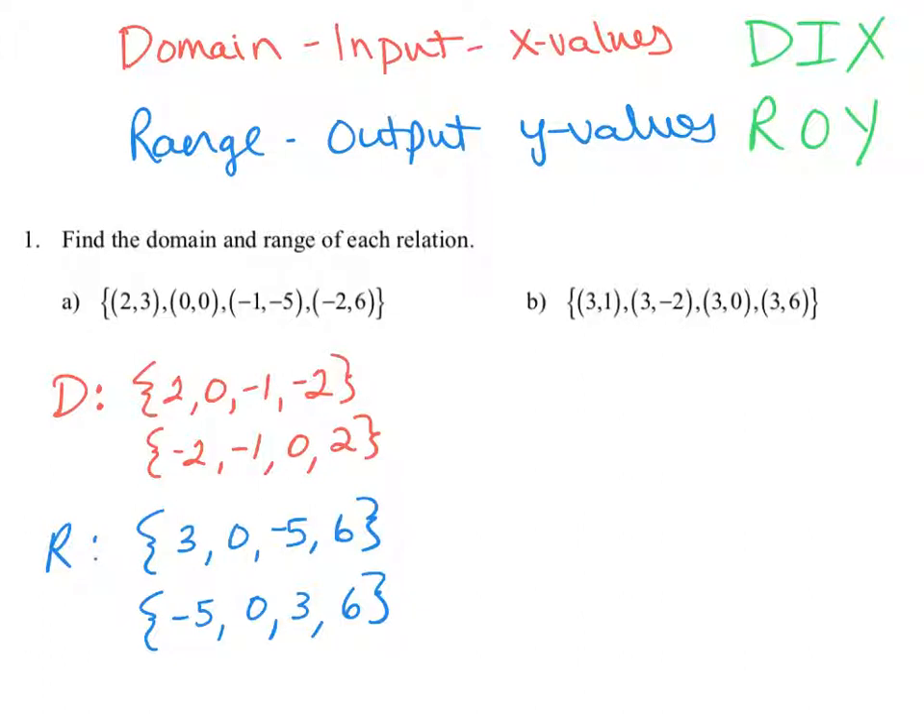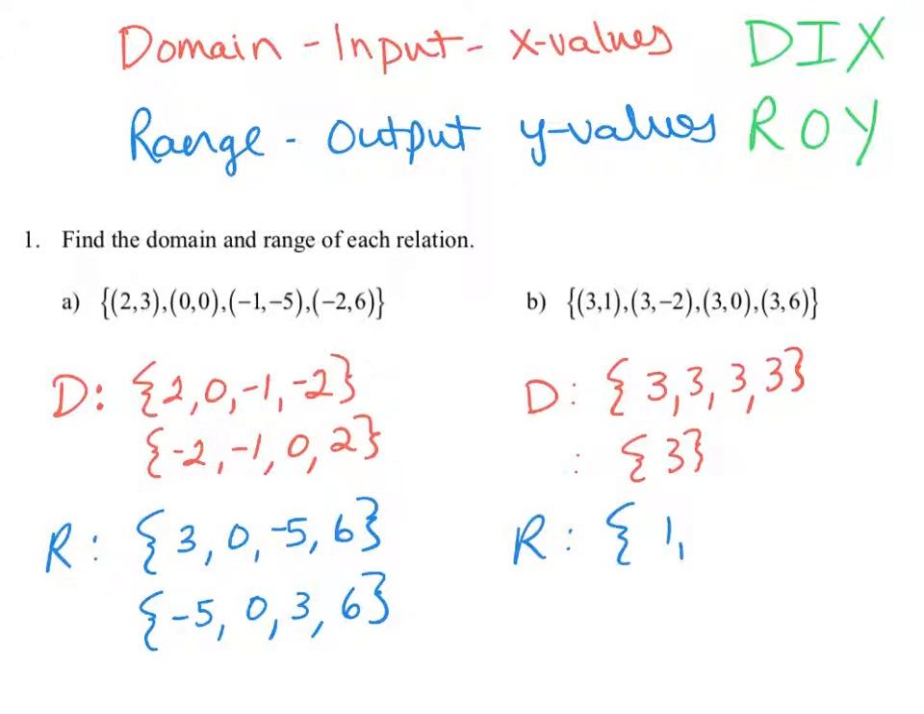For part B, our domain consists of all those x values, 3, 3, 3, and 3. Since the x values are all 3, we don't really need to list them separately. We can say that the domain is 3, and I'm using those squiggly brackets. The range are all of the y values, and that will include 1, -2, 0, and 6. We're using set notation, which is squiggly brackets, going from left to right or low to high on the number line: -2, 0, 1, and 6.